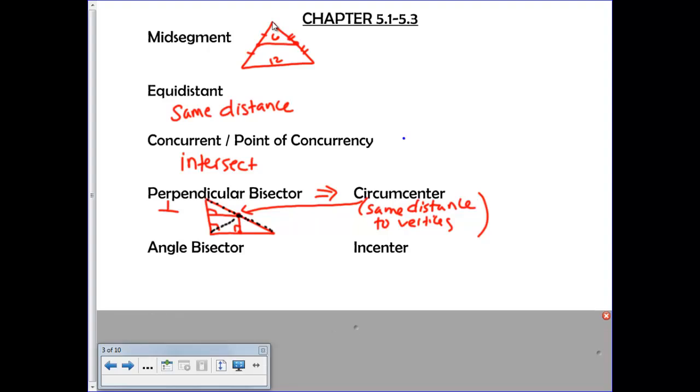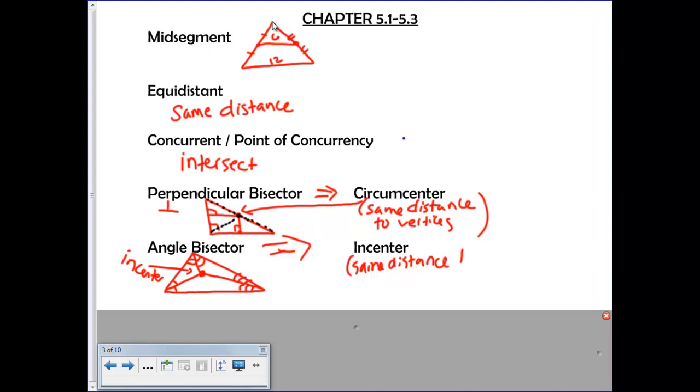And angle bisectors intersect at the incenter. So I have this triangle. I bisect this angle so that those are equal. I bisect this angle so that these are equal. I bisect this angle so that these are equal. The place they all intersect is called our incenter. And the incenter is the same distance to the sides. This one's to the vertices, this one's to the sides.